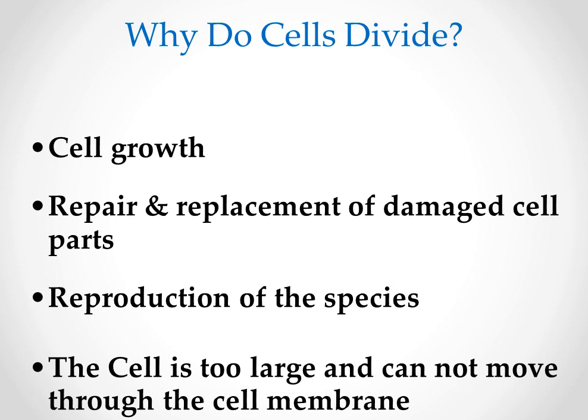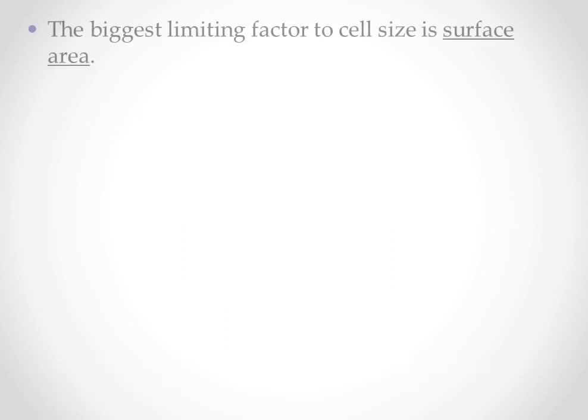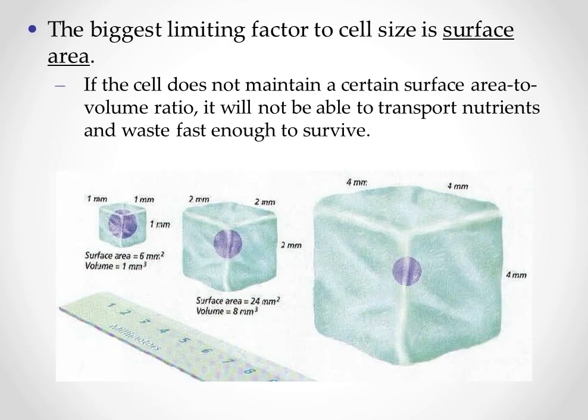So again, why do cells divide? A couple different reasons. It's got to grow. It's got to repair because it's damaged. It's got to be able to reproduce. Okay, right? Eggs and sperm. And the cell sometimes gets a little cell membrane.